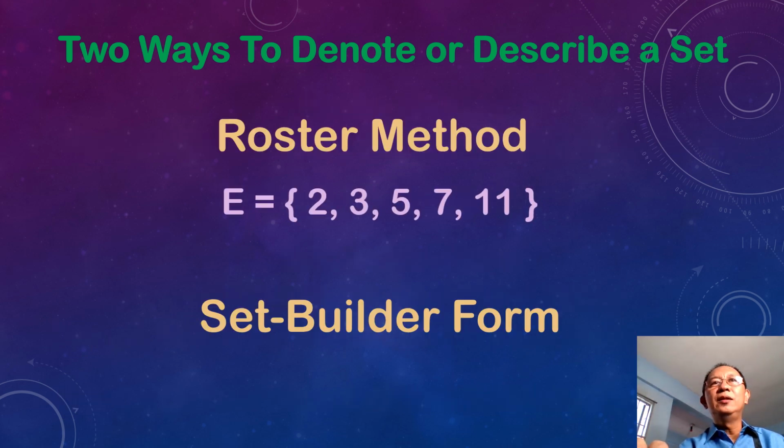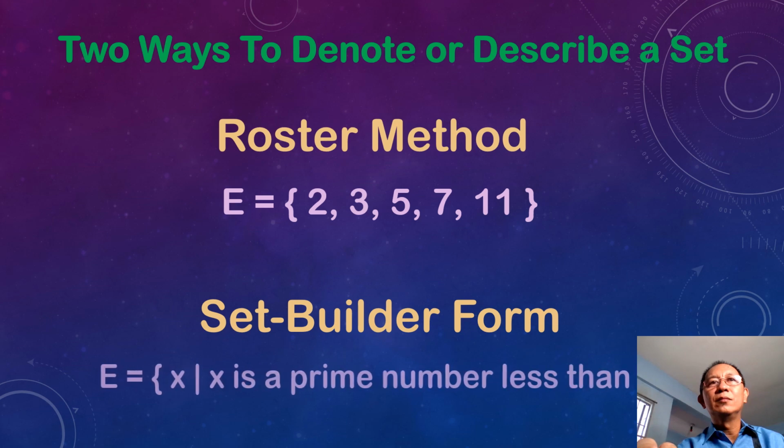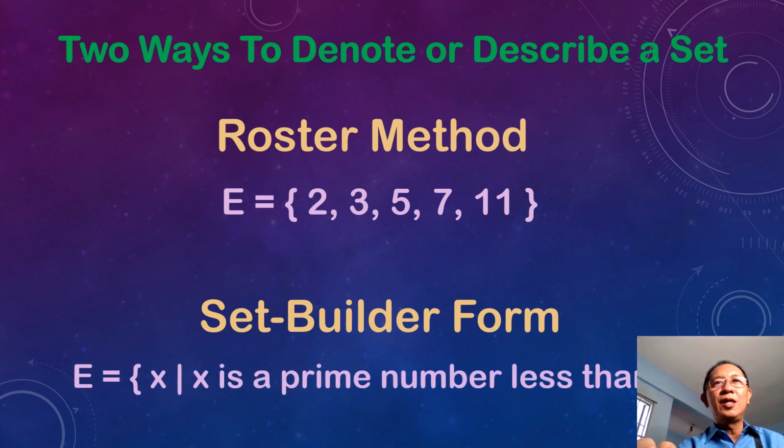Another example, set E, the elements are 2, 3, 5, 7, and 11. So in set builder form, set E is a set of x such that x is a prime number less than 12. So 2, 3, 5, 7, and 11. All these are prime numbers.